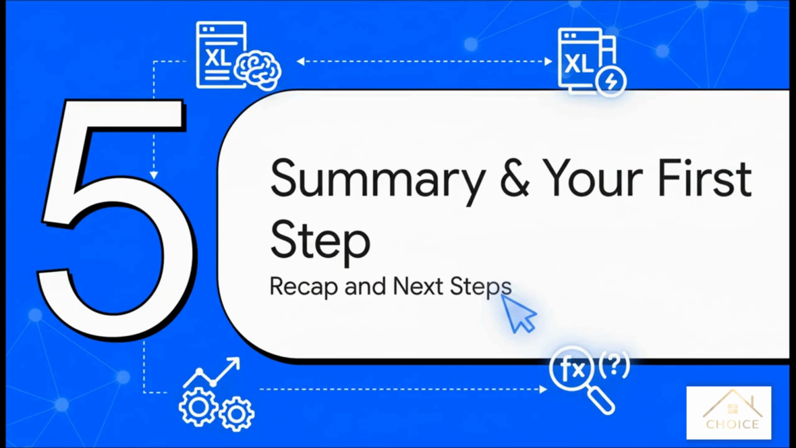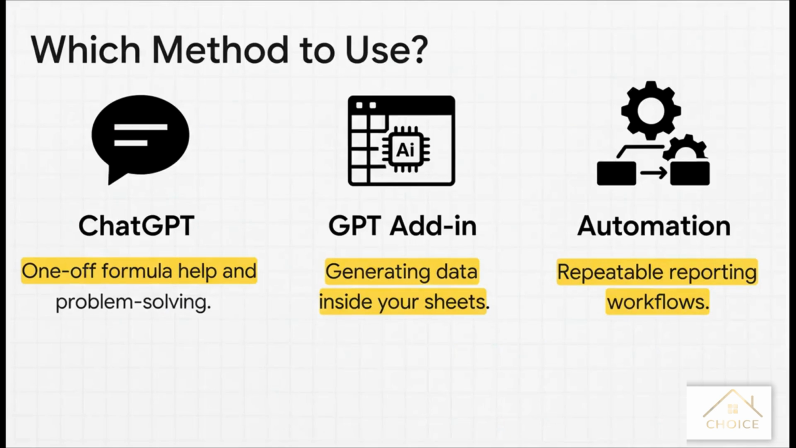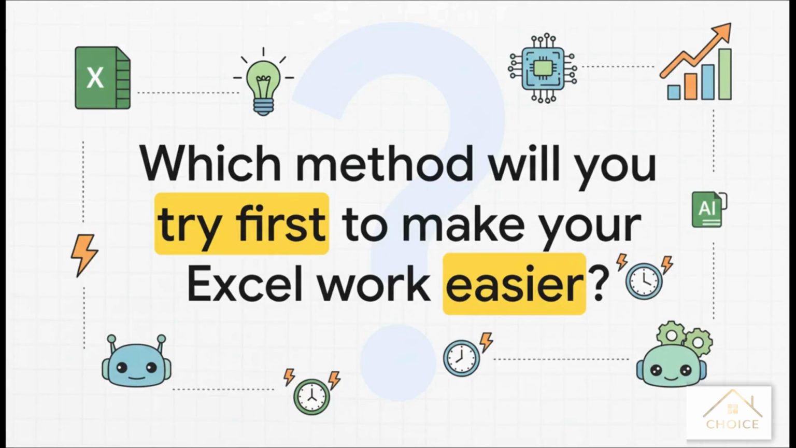So there you have it. Three really distinct ways to bring the power of AI into your spreadsheets, from getting some quick help to building a fully automated system. Let's just do a quick recap so you know exactly where to begin. So to sum it all up, use ChatGPT as your external expert when you're stuck on a specific problem or need a formula. Use the GPT add-in when you want to generate or transform data in bulk, right inside a worksheet. And finally, build a full automation workflow for those complex, repetitive reports that you have to create over and over again. Each of these methods really does unlock a whole new level of efficiency.